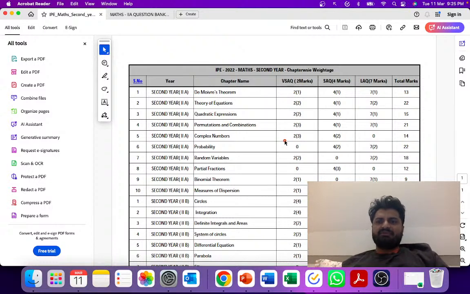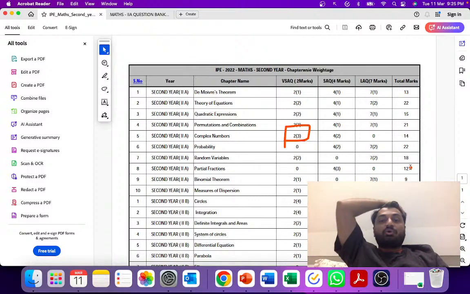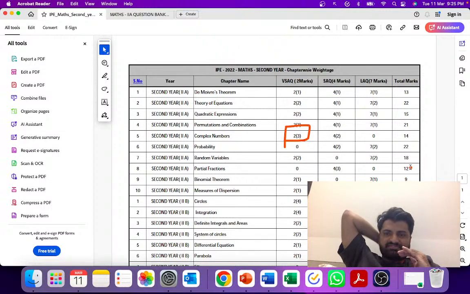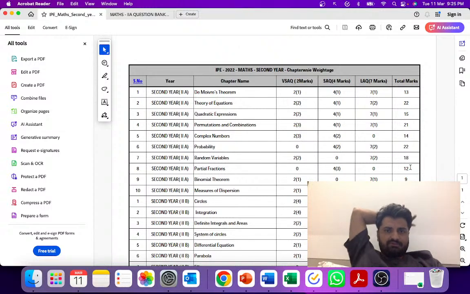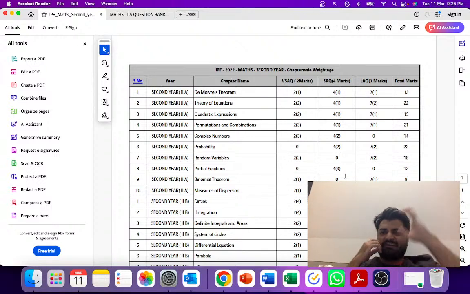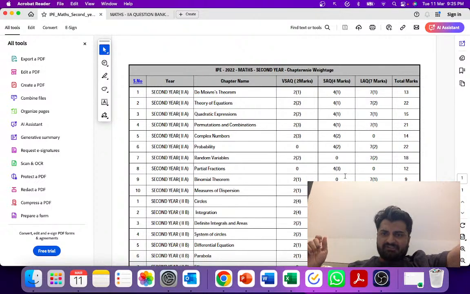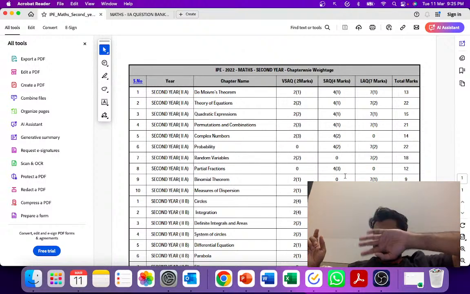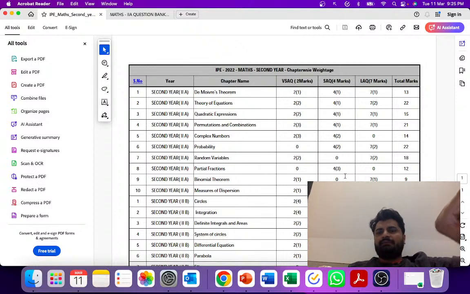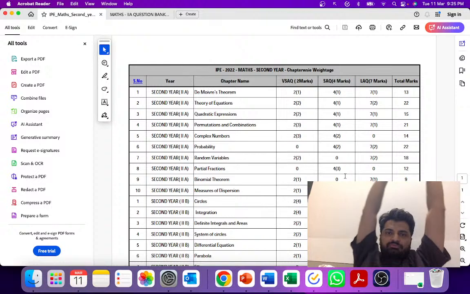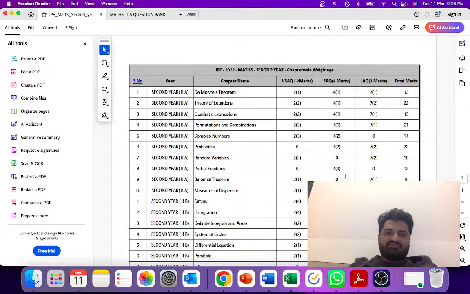Complex numbers, anyway, all the properties you have to be thorough. Modulus, amplitude, then all the geometry cases, locus based, be thorough with all of that. Complex numbers is actually very easy to score as well. Partial fractions, all of you know, you can just take LCM and do it. I think one definite short answer question comes from partial fractions. Know the types of partial fractions: how do you split a square term in the denominator, how do you split a power one term in the denominator. Be thorough about these as well.